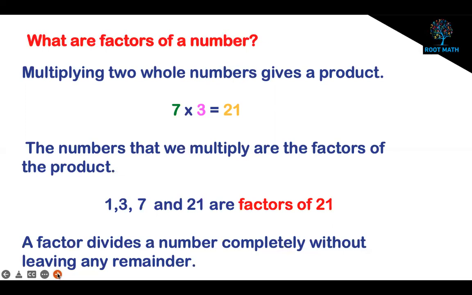So how do we identify whether a given number is a factor of the product number or any composite number? Just take the number and divide and see. If the given number divides the product number completely, then the number is a factor. For example, 21 is completely divisible by 3 as well as by 7. So 7 and 3 are the factors of 21.